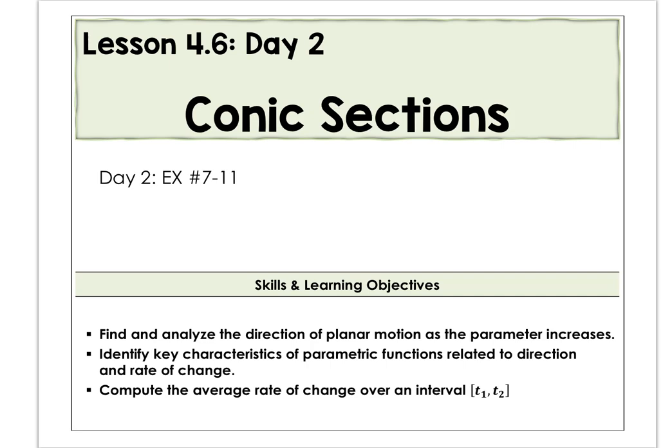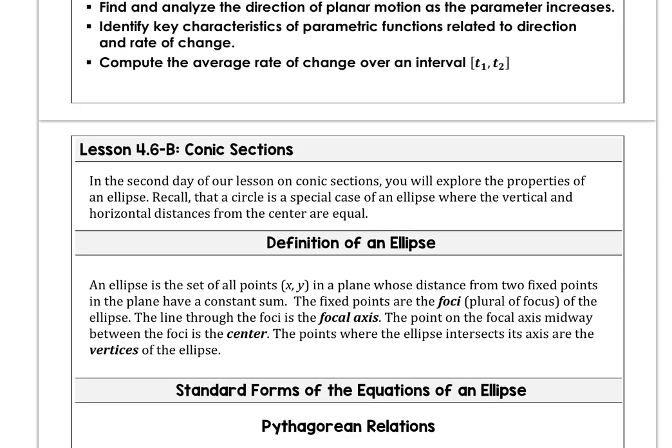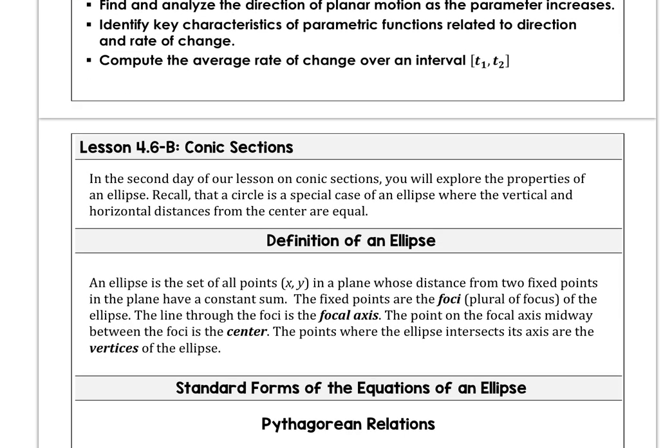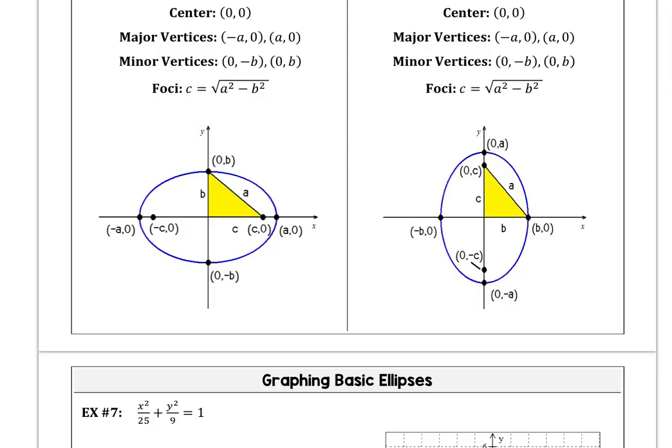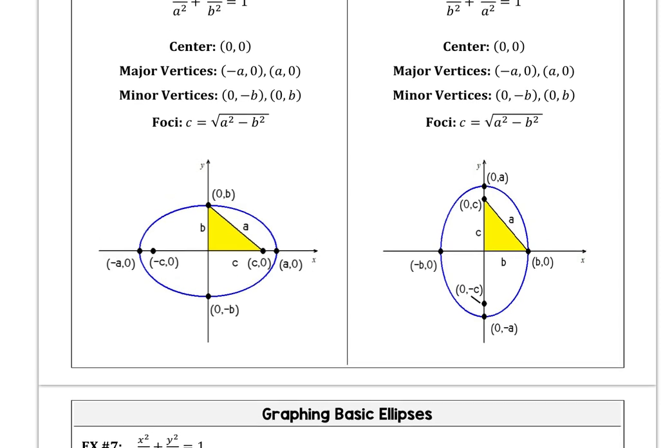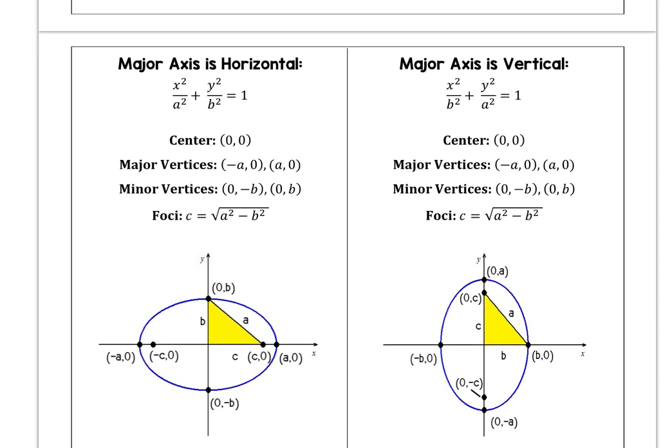We're continuing today in conic sections. We're going to talk about the definition of an ellipse. If you look down here at the bottom of the handout, you can see the two visuals that we can look at. The equation that has the major axis on the horizontal orientation has x squared over a squared and y squared over b squared.